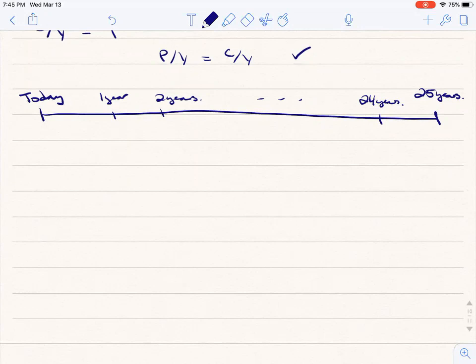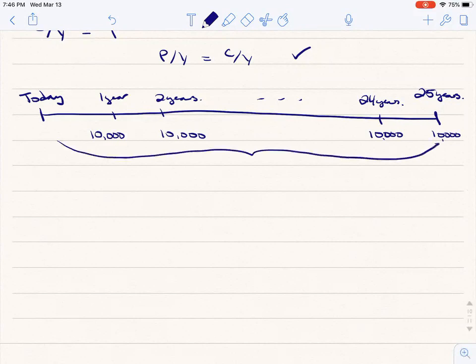Same as before, we put the payment amount underneath. So each year we've got 10,000, 10,000, 10,000, and 10,000. We want to know how much this is all going to be worth in 25 years. So we want to find the future value after 25 years.